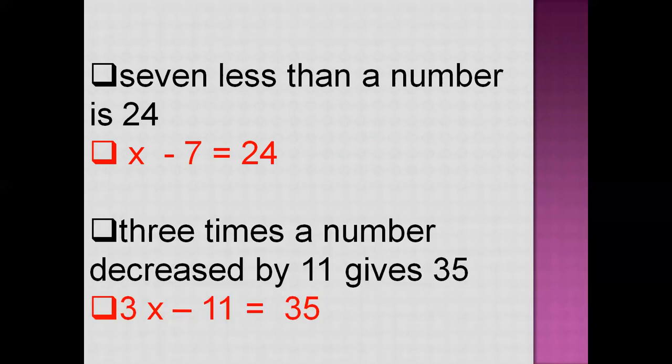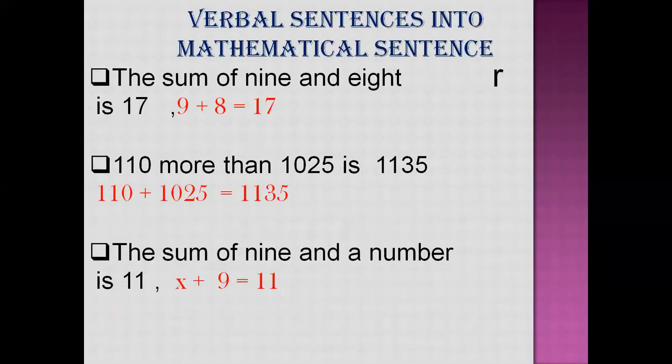And now, what are the differences between these sentences? What do you notice here? Now, go back to your number 1 statement. The sum of 9 and 8 is 17. 110 more than 1025 is 1135. Now, if we observe the sentences, what do we find? The sum of 9 and 8 is 17. 110 more than 1025 is 1135.